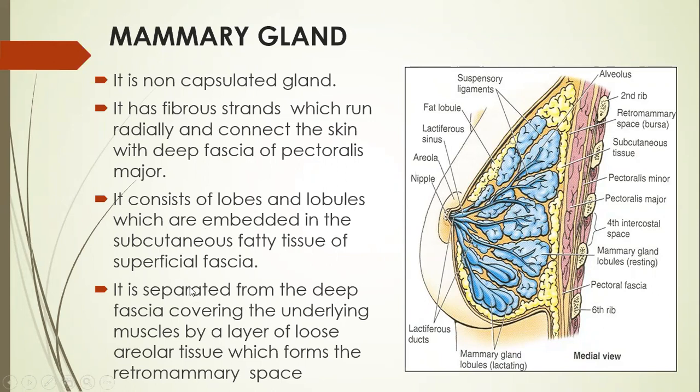It is separated from the deep fascia covering the underlying muscles by a layer of loose areolar tissue, which forms the retromammary space. This is the retromammary space filled with subcutaneous tissue over which this whole gland is moving. So it is freely mobile because of the retromammary space here. There is subcutaneous tissue deep inside.